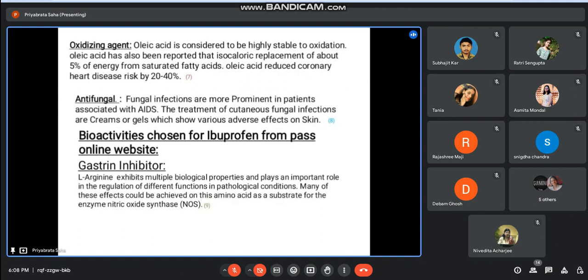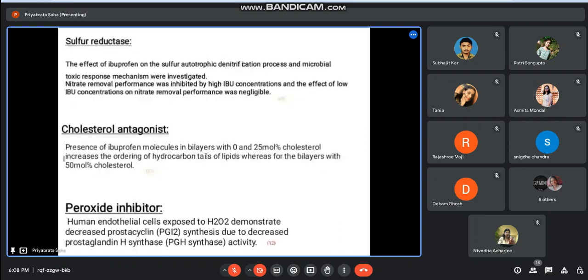First, gastrin inhibitor. L-arginine exhibit multiple biological property and plays an important role in the regulation of different function in pathological condition. Many of these effects could be achieved on this amino acid as a substrate for the enzyme nitric oxide synthase or NOS. Next, sulfur reductase.